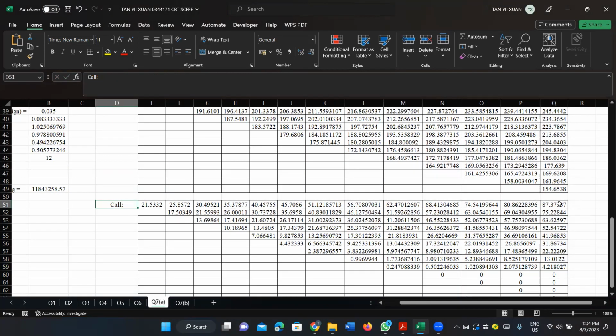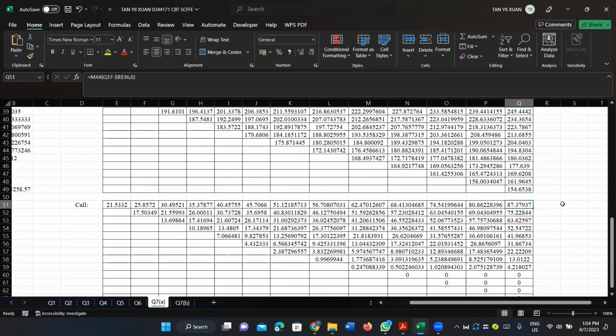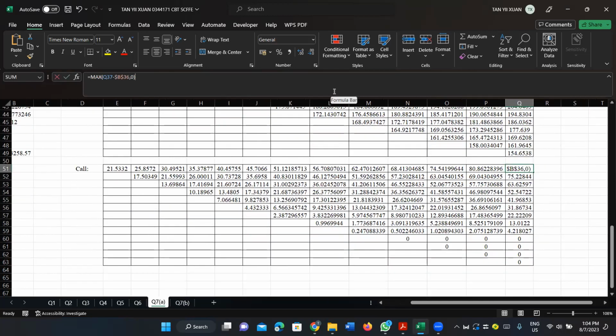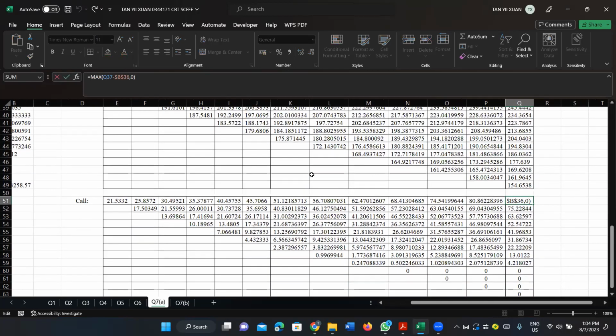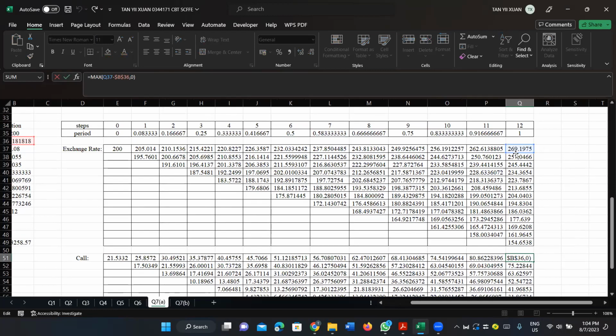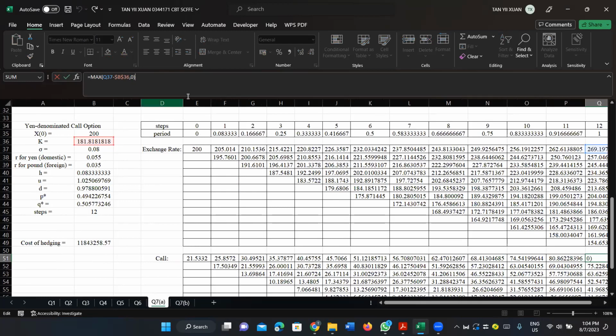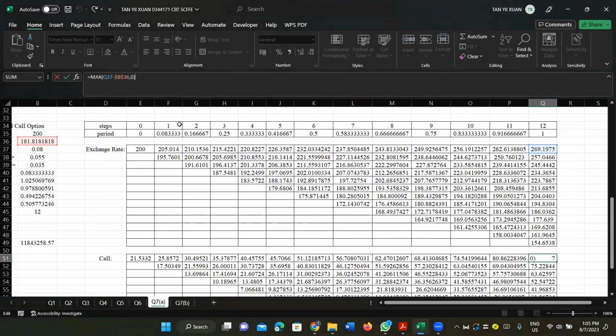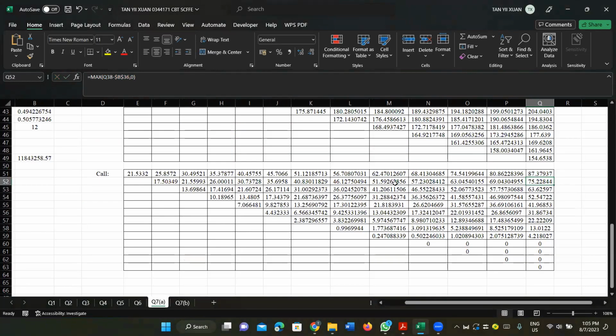Since we are doing a call option, we also need to start backwards. The payoff of a call option is S minus K. So we can use this one to minus the K. Don't forget to log this. And then we can drag it down to get all this payoff.